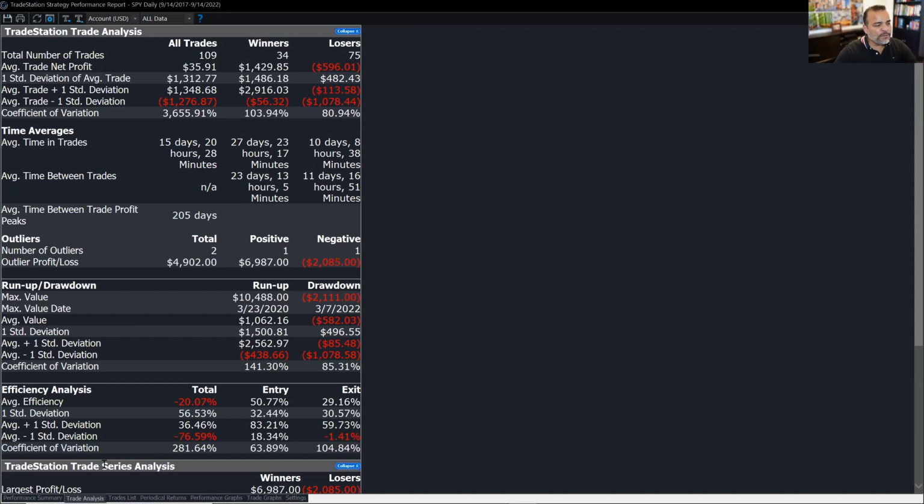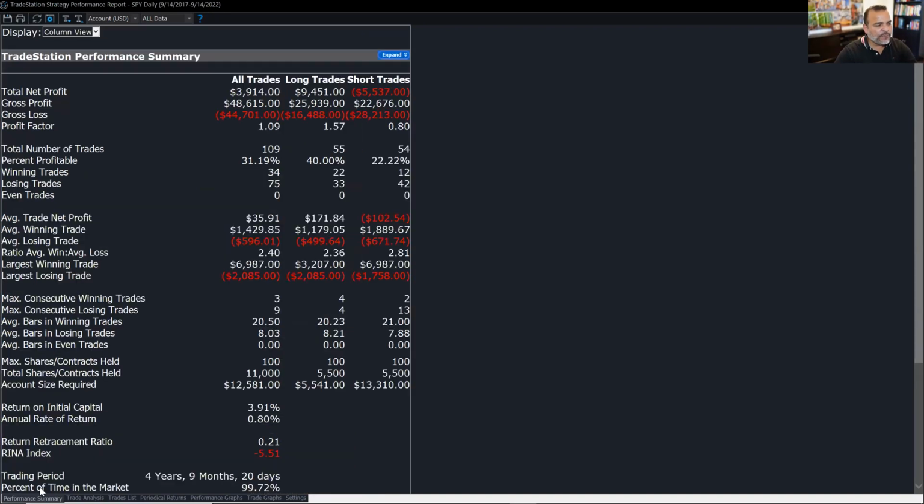well, even before we get here to trade analysis, let's go to the performance summary. You have the largest losing trade is $2,000. So that's very significant. That's about 5% of our gross profit.